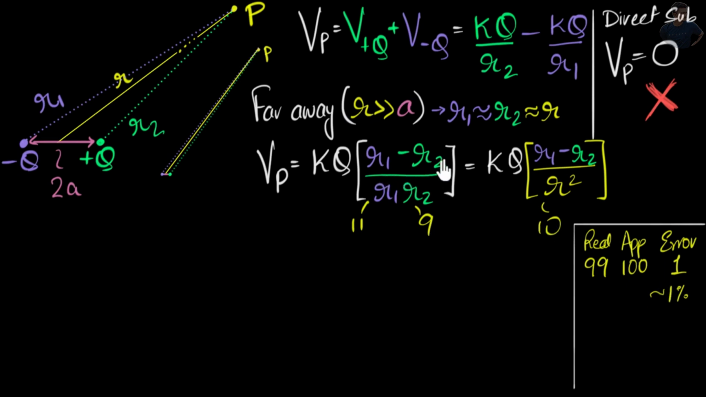But now let's do the same thing for the numerator and see what happens. What is the real value if I substitute the values over here? 11 minus 9 is 2. So this is 2 in the numerator. What if I substitute 10 here and here? I get 0. That's the approximate value. What's the error? The error is also 2. Now 2 out of 2 is 1. That's 100% error, and that's not acceptable.